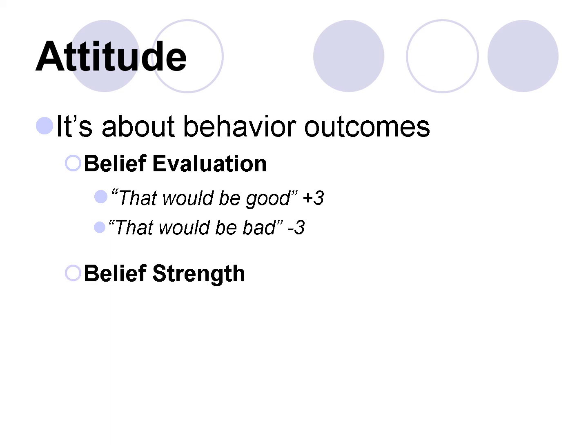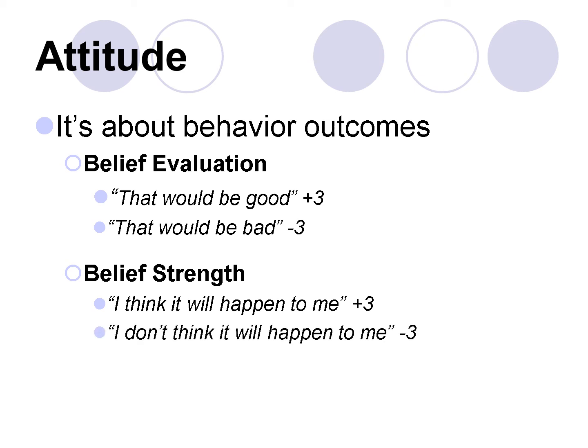There's always then the question of whether or not the outcome is going to happen. And that's belief strength. Belief evaluation is, will the outcome of this behavior be good or bad? Belief strength is, will I ever see that? So if I think it will happen to me, I would rate that on a scale from -3 to +3 as a +3. Or maybe if I think it might happen, but I'm not sure it will, it might be a +1, right? But it's up to a +3. If I don't think it'll happen to me, I put it at a -3.